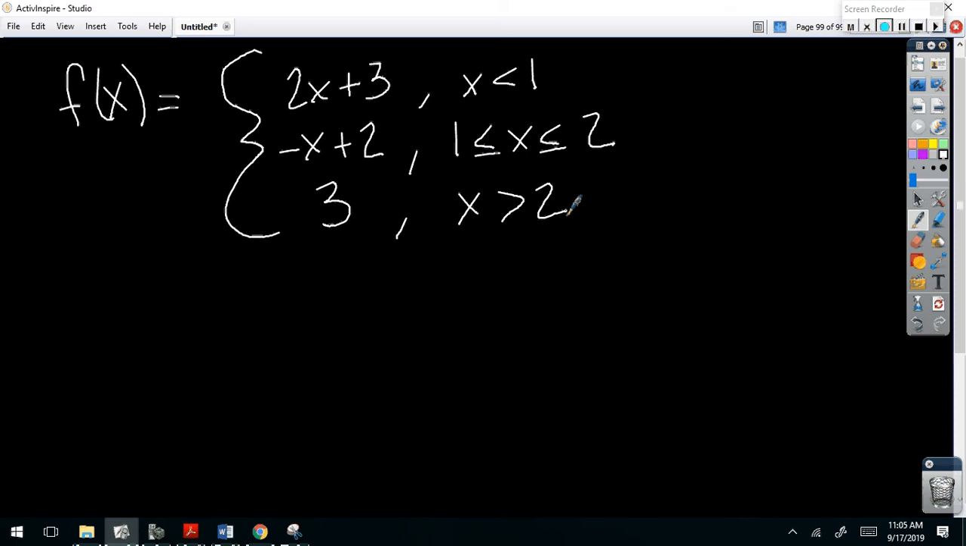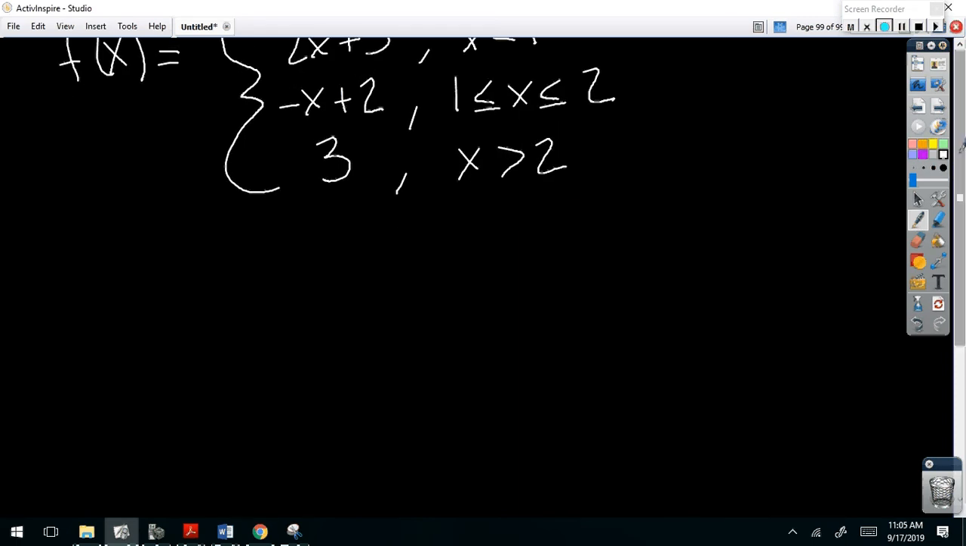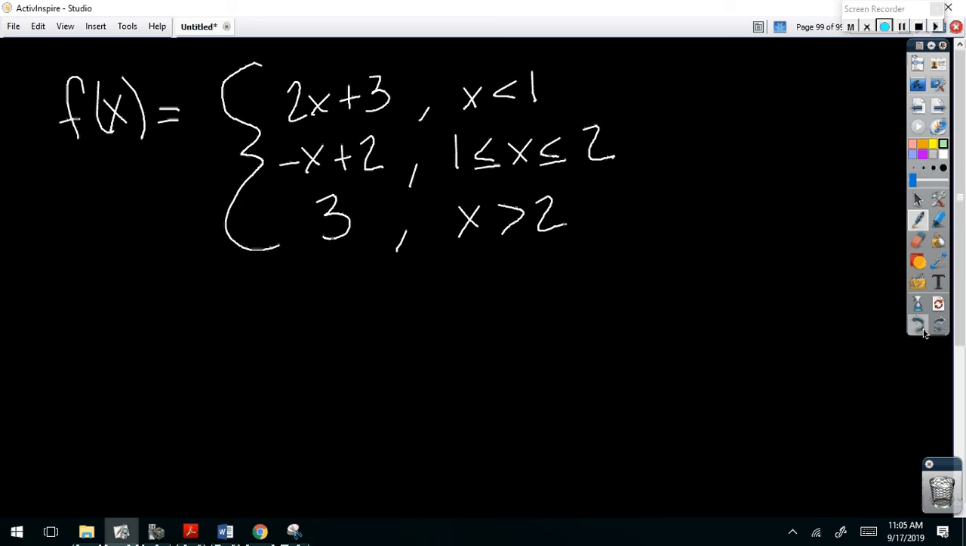So let's look at the very first one. It says 2x plus 3 when x is less than 1. So plug in 1 for x, and what do you get? Does everybody see where that point is coming from? That's the end point of the restriction.